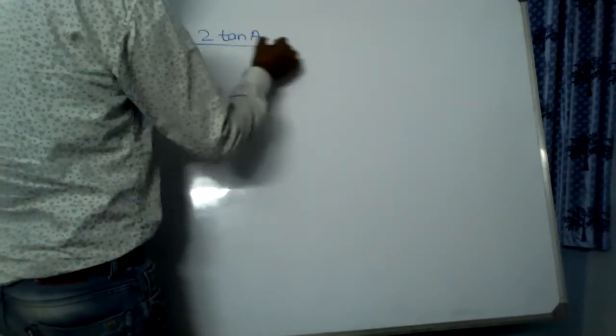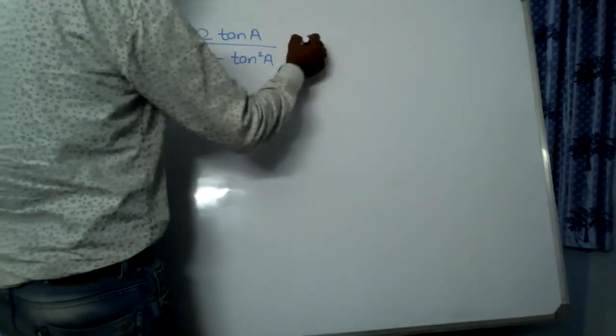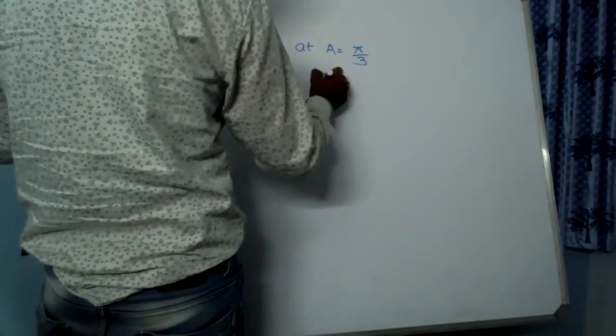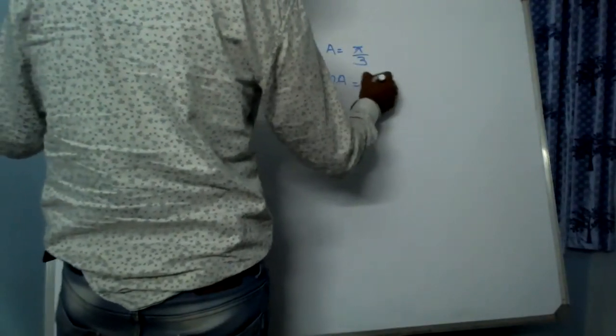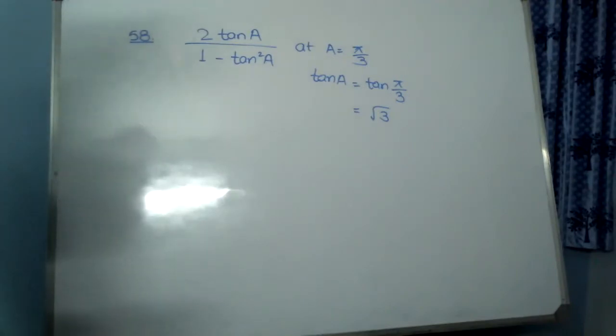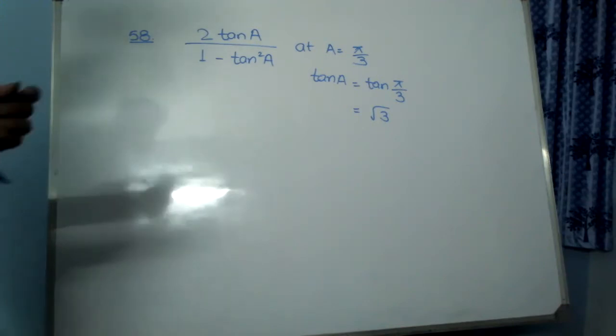So that's pretty easy. 2 tan a. Okay, I was trying to do it from a different way, but that way will not work here. So I have to go with the basic way. So this is a question at a equal to pi by 3. So if a is equal to pi by 3, tan a equal to tan pi by 3. What is the value of tan pi by 3? It's root 3, right? Tan pi by 3 is root 3, so that means tan a value is root 3 here. You have to just substitute it, get your answer.